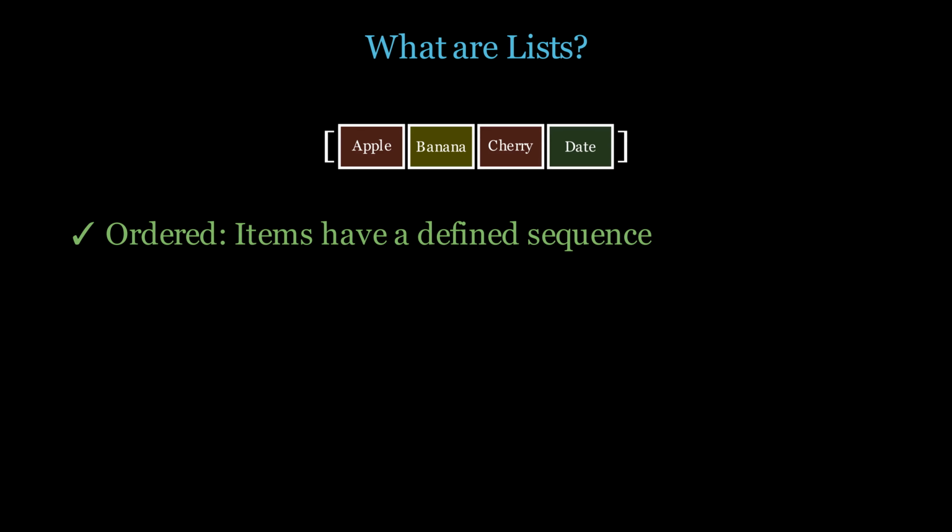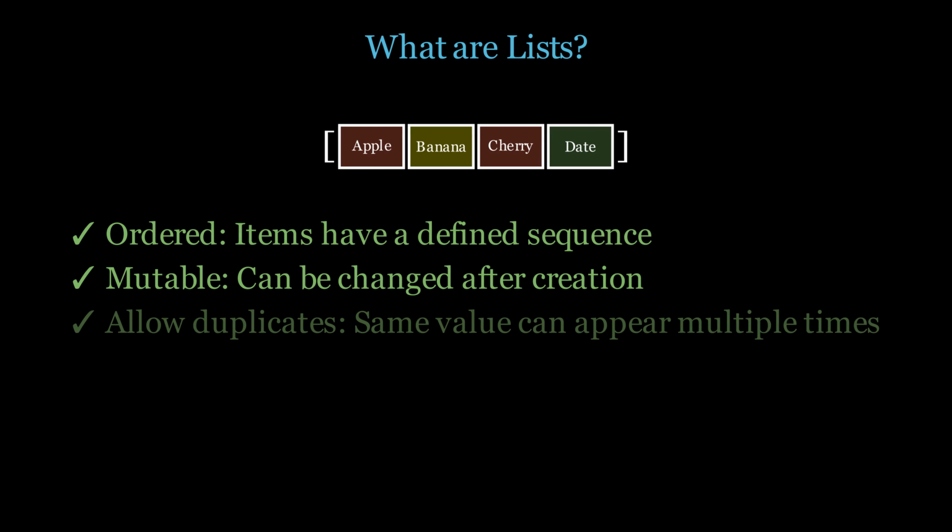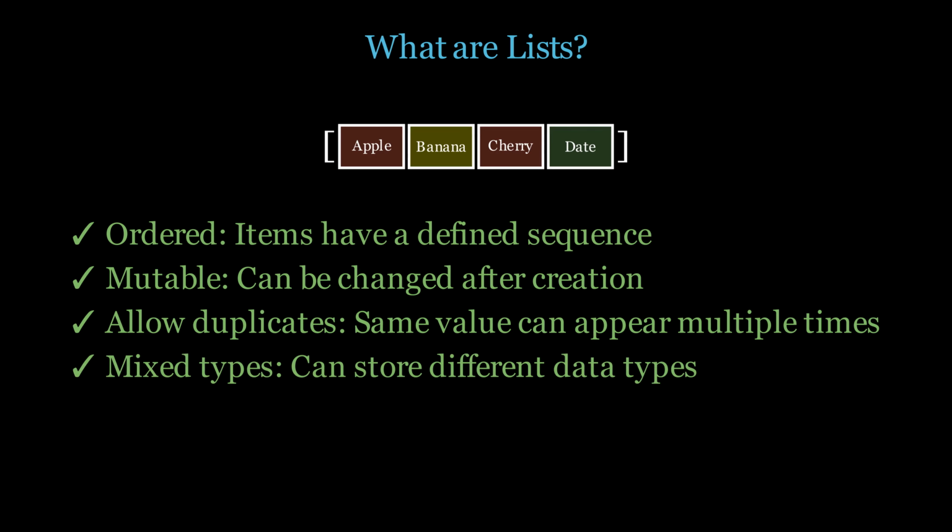Lists have 4 key characteristics. They're ordered, meaning items maintain their sequence. They're mutable, so we can modify them. They allow duplicates, and they can store mixed data types like numbers, strings, and even other lists.